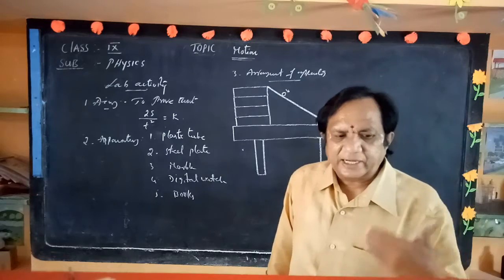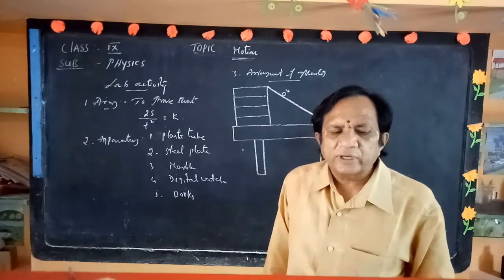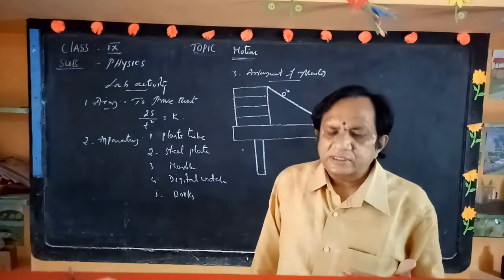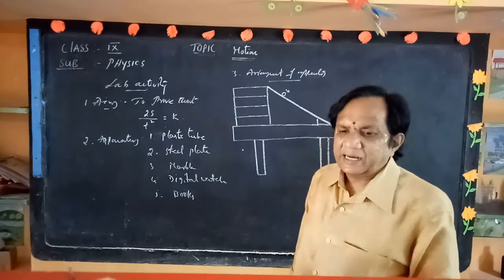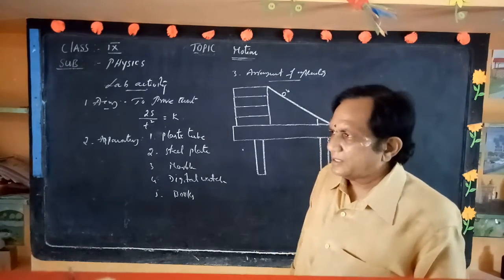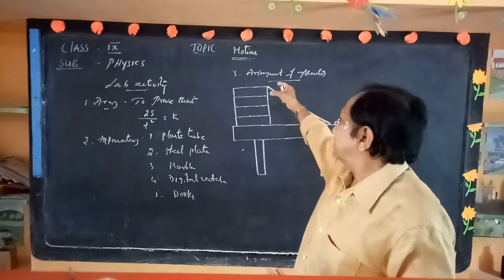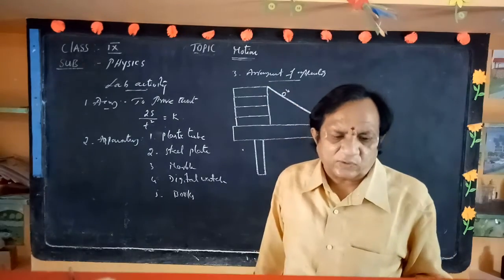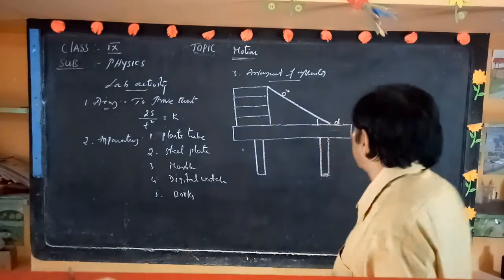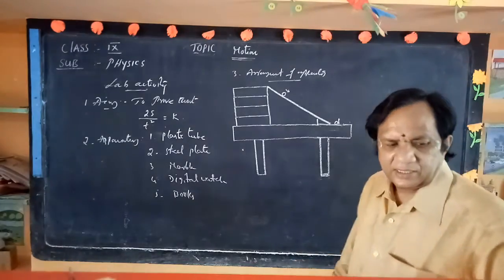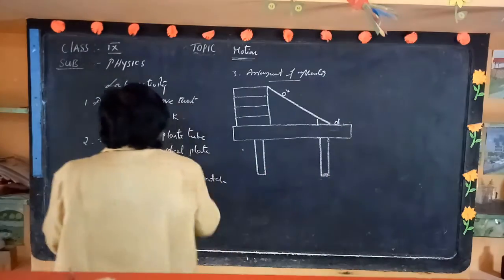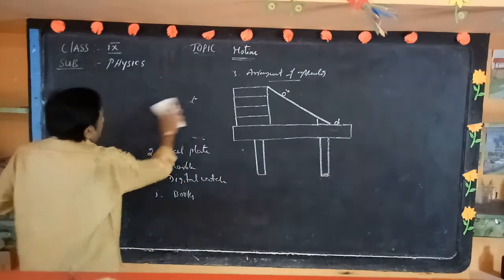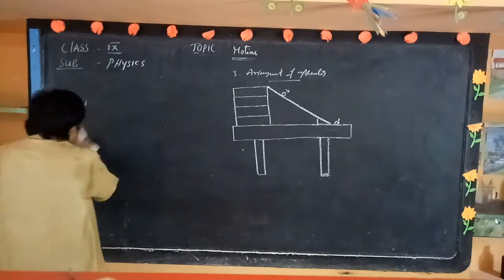So try 2 or 3 trials like that. By changing the different lengths, we can record the values in the table and we can calculate the average time every time. Then we can substitute in 2s by t square. Every time we get one constant value. That means all of these values are to be recorded in one tabular form. So such a table to consider like this.